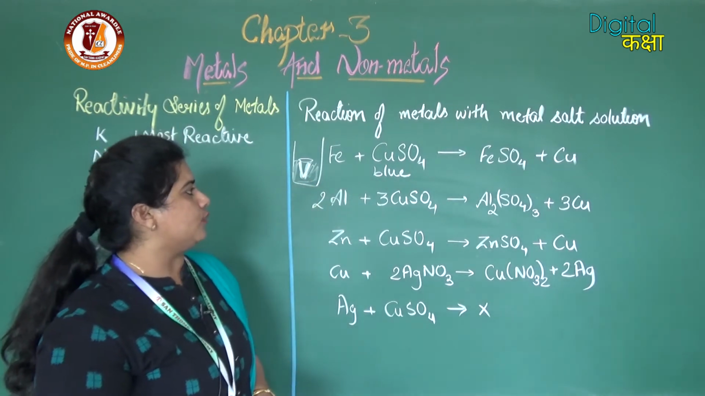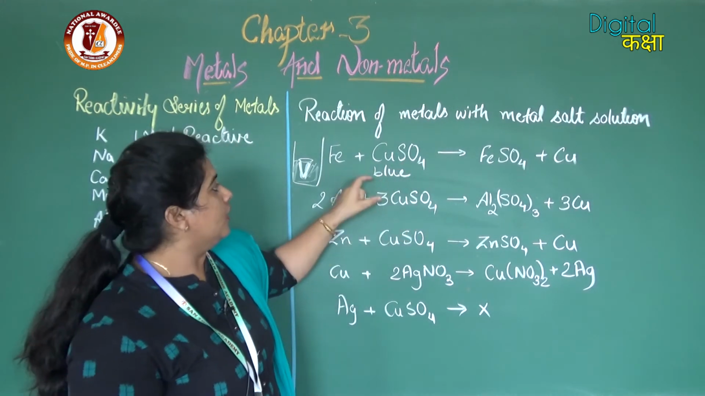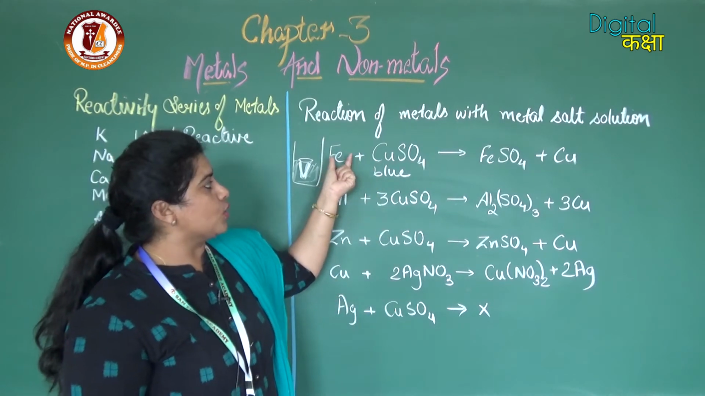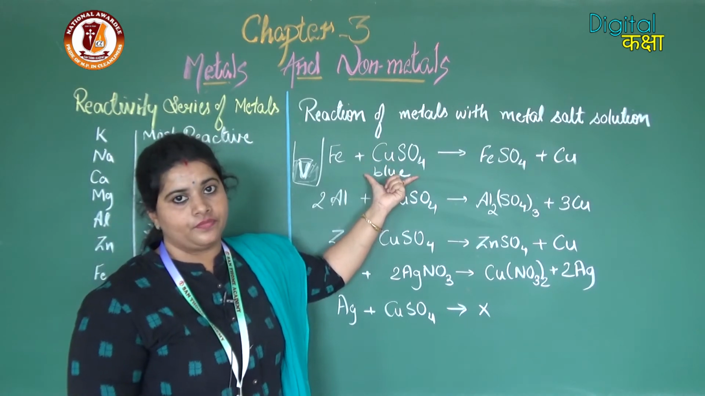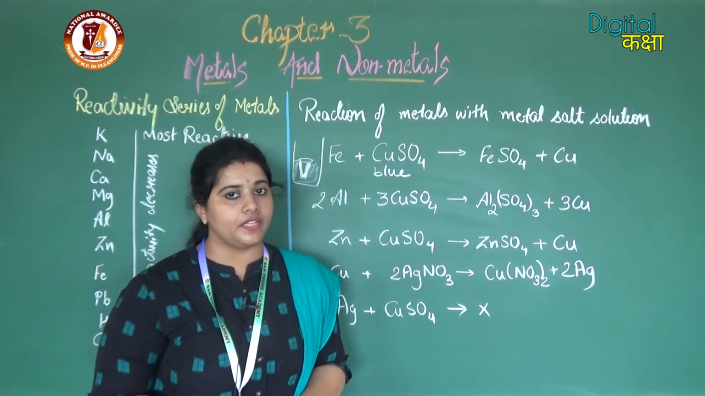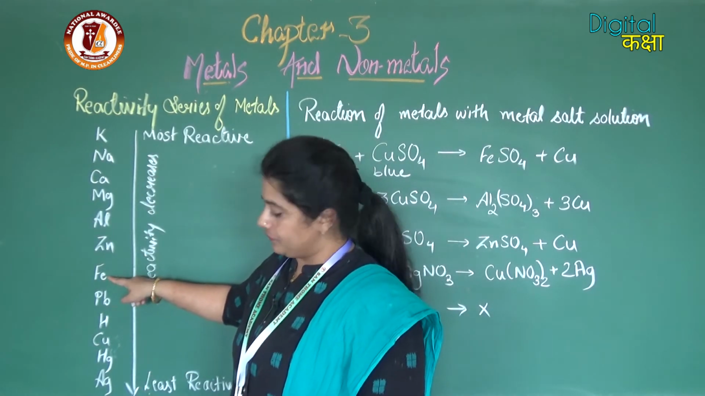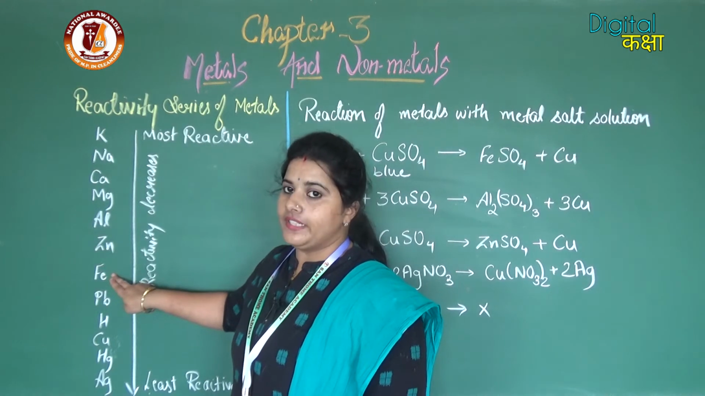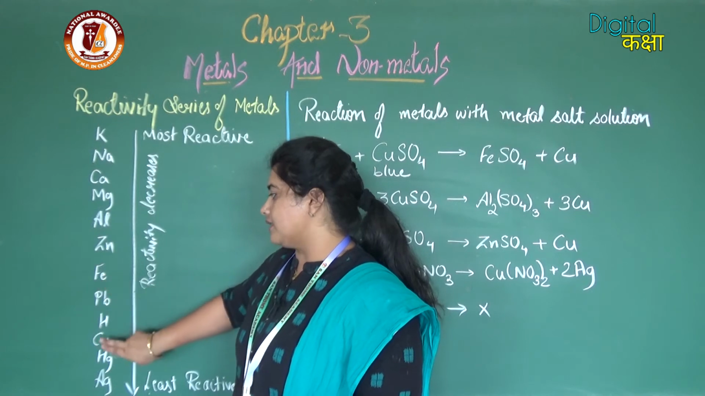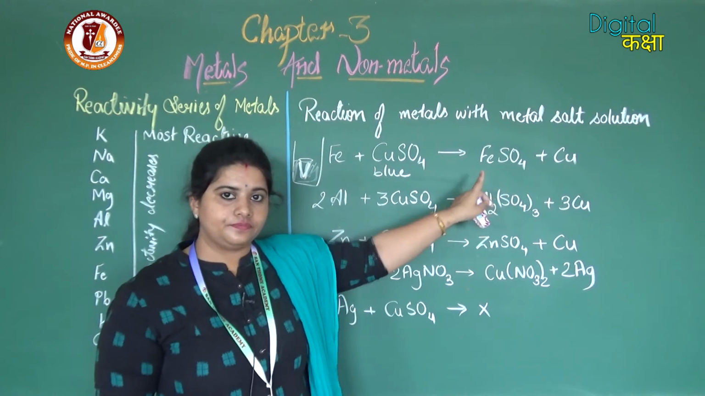Now here we can understand one thing. This is a displacement reaction which was there in the first chapter. The basic idea behind this is: iron has displaced copper from copper sulfate. Iron, since it is more reactive, is able to displace copper. Why? Because if we see this reactivity series, iron is here and copper is here. So the element above is more reactive. Since iron is above copper, iron has displaced copper, and therefore the reaction is feasible or possible.